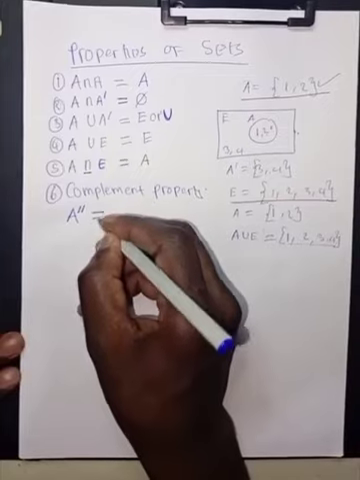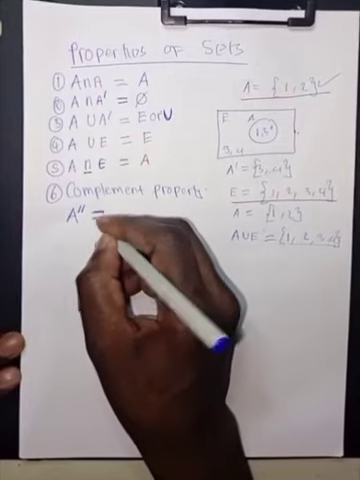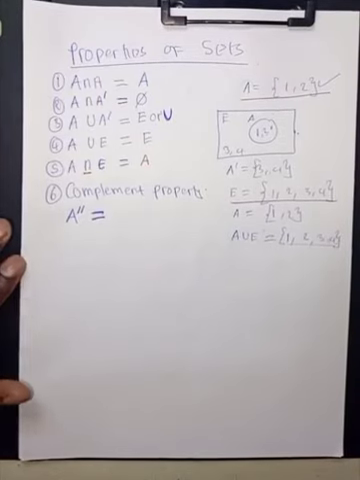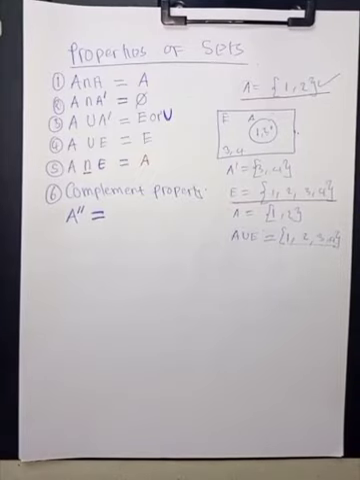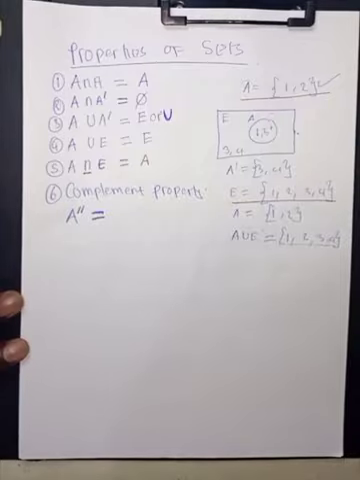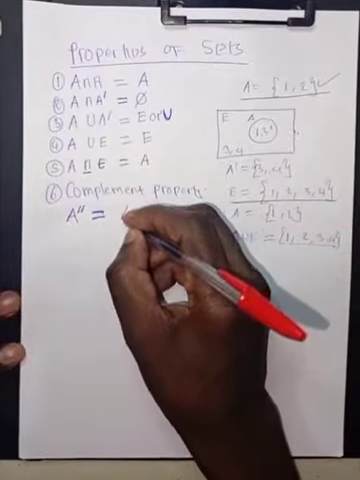Can someone type up the answer? If you have A complement complement, what could be the answer? Quickly type up, just quickly. We move. A complement complement, what's the answer? Okay, good. Set A. So double complement always becomes just set A.